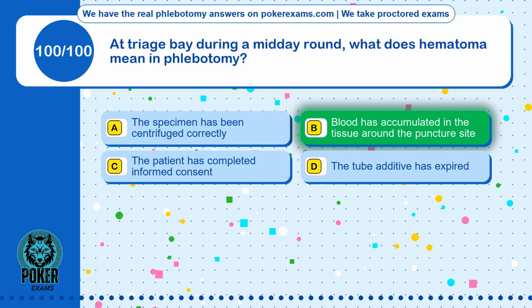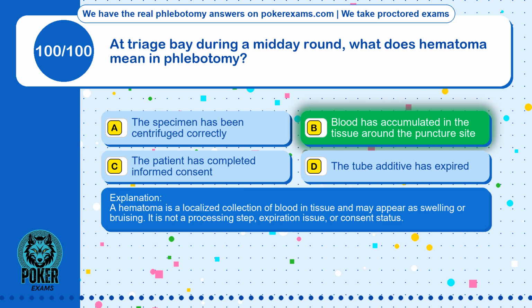The correct answer is option B. Blood has accumulated in the tissue around the puncture site. A hematoma is a localized collection of blood in tissue and may appear as swelling or bruising. It is not a processing step, expiration issue, or consent status.